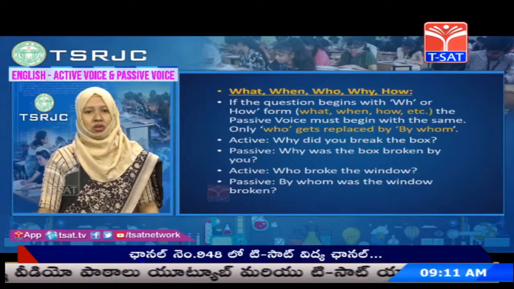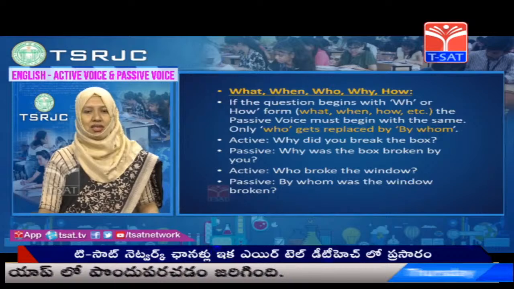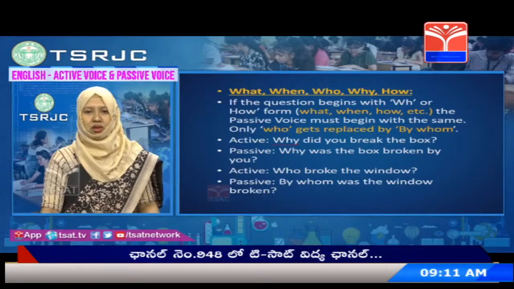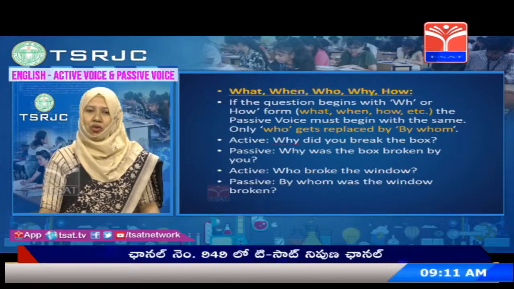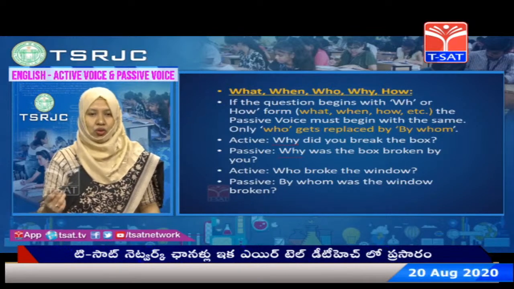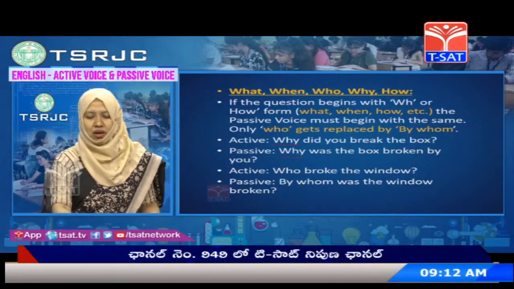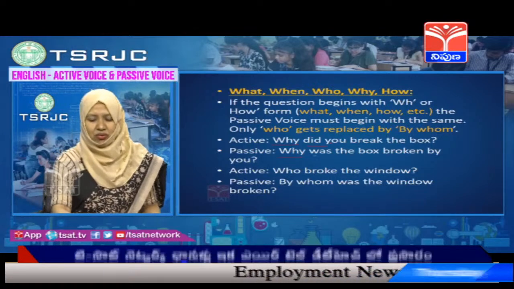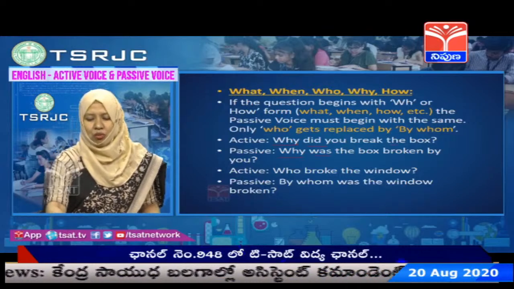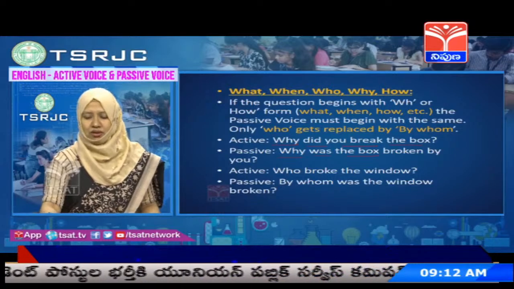Why did you break the box? In this example, the sentence is starting with the WH word why. Now, how will you change this into passive voice? Why will remain why, it is not changing, we have to use the same word. Why was the box broken by you? Here did is the past tense. So, we are using the past form of the helping verb was. Why was the box, break will change into past participle, broken by you.